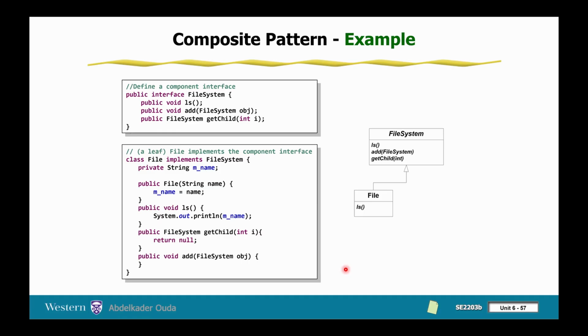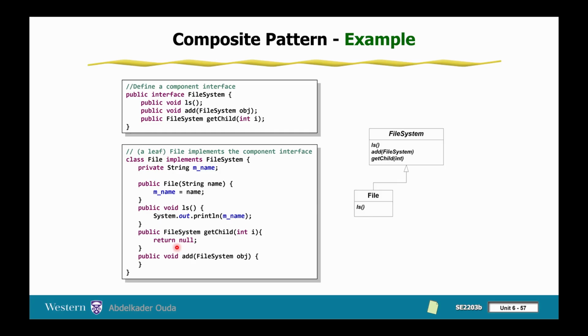Okay, so let's look at the code. We have the interface FileSystem offering three different methods, like we have it here. And then we have File to implement this interface. The File implements FileSystem and has one internal attribute to hold the name of the file. We call it here m_name. And then the constructor receives just one parameter to assign that name. And ls, in a simple way, displays the name of the file.